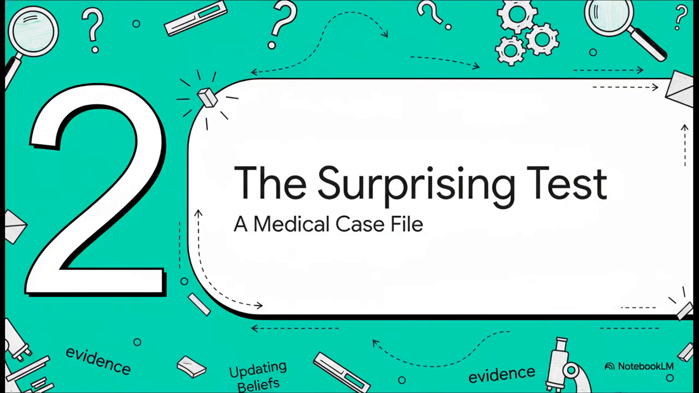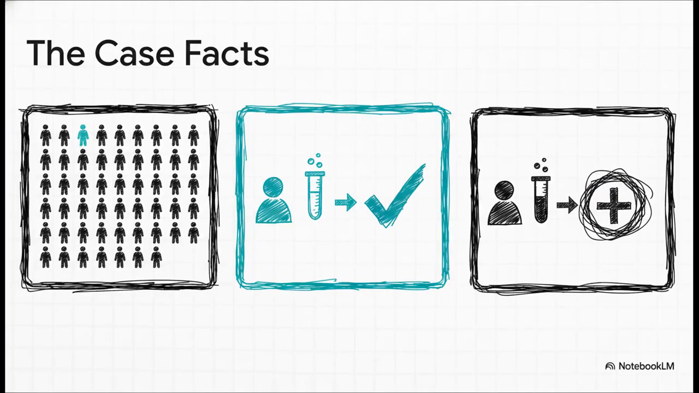All right, theory's great, but let's put our detective skills to the test. We're going to tackle a classic case file, this one from the world of medical diagnosis. And trust me, it's called the surprising test result for a reason. So here are the facts of the case. Listen closely. There's a rare disease, and it only affects about 1% of the population. Okay, right there, ding, ding, ding. That's our prior. Our starting belief is that it's very unlikely someone has this.